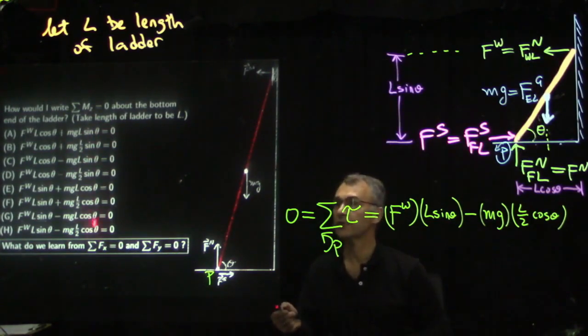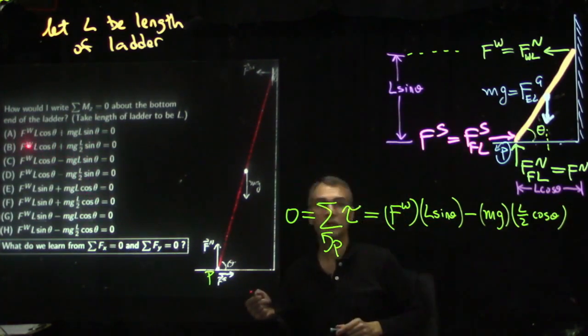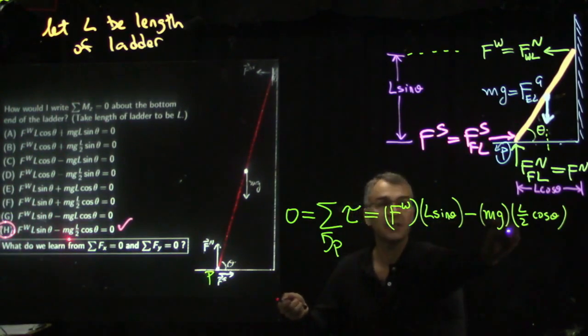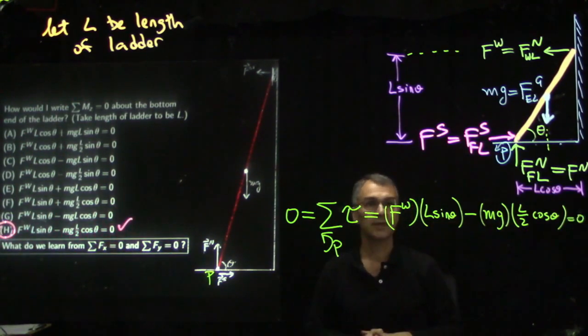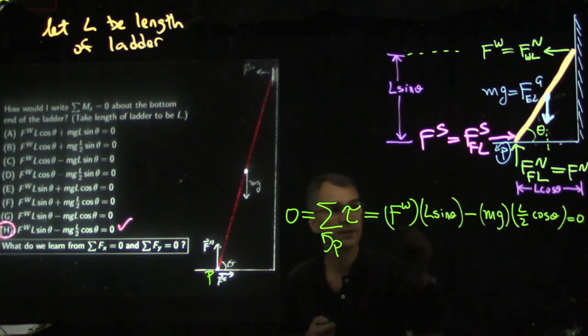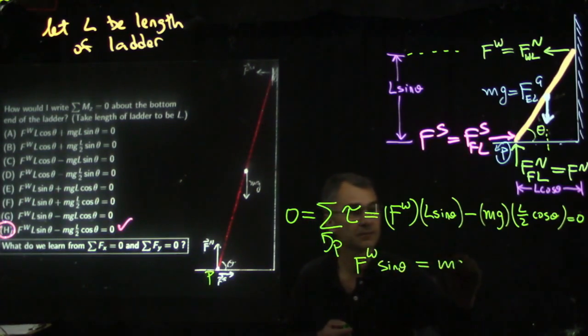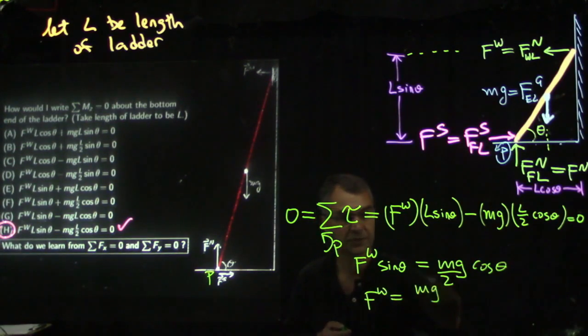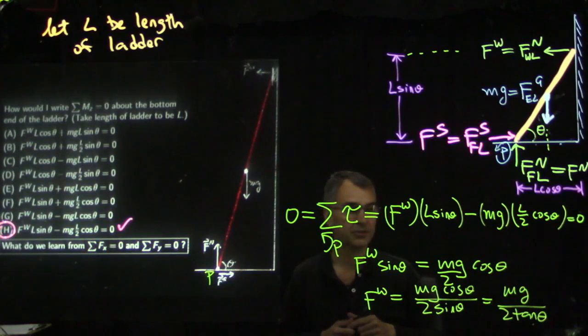So which one of these results looks like our equation? F wall L sine theta minus mgL over 2 cosine theta equals 0. I think I like H, hotel. Answer H. F wall L sine theta minus mgL over 2 cosine theta equals 0. We can then directly solve that equation for F wall. The L cancels out, so we can put F wall on the left and this other term on the right. F wall sine theta equals mg over 2 cosine theta. That gives us F wall equals mg cosine theta over 2 sine theta. So it seems like F wall is mg over 2 tan theta.